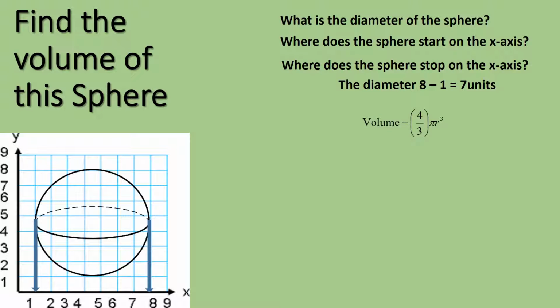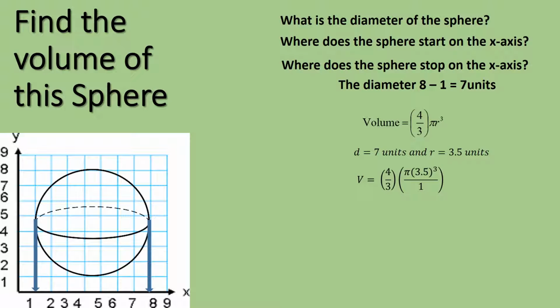How do we find the volume of a sphere? It is 4 over 3 times pi r cubed. All right. So, I know that the diameter is 7 units, but I need the radius, and the radius is 3.5. Okay, let's plug it in.